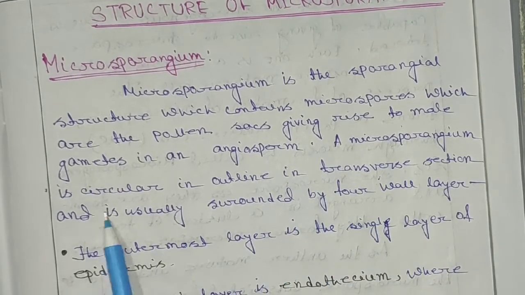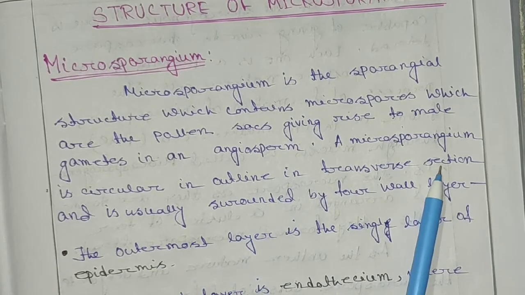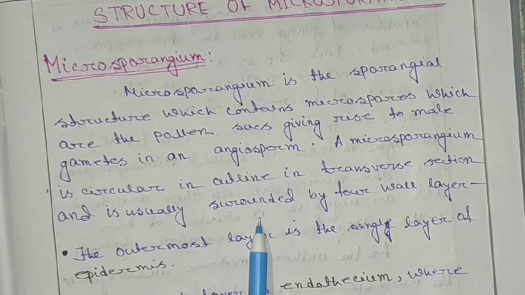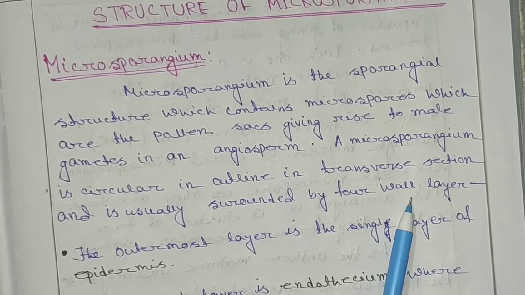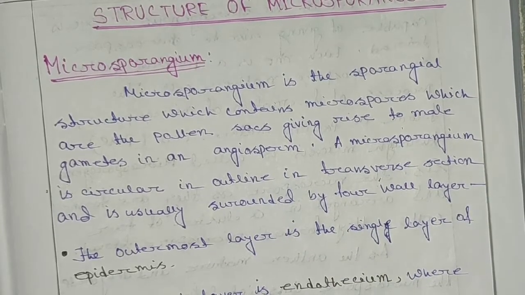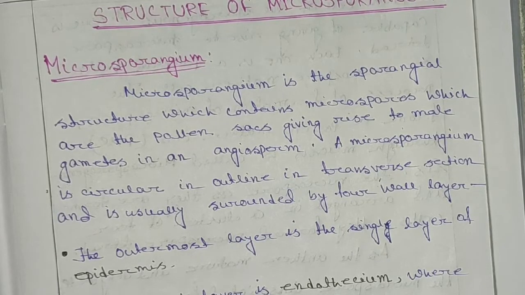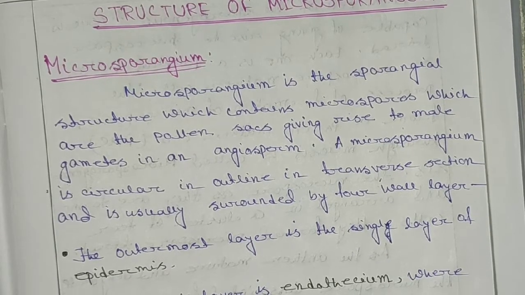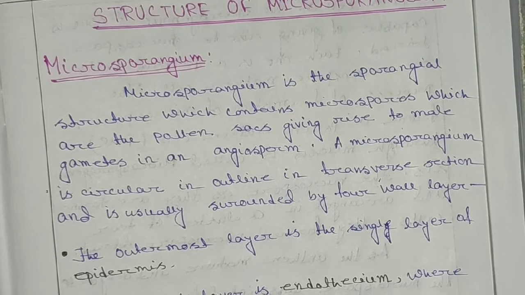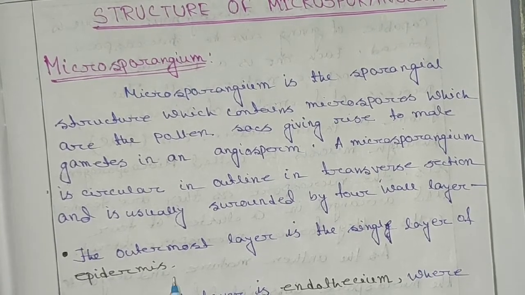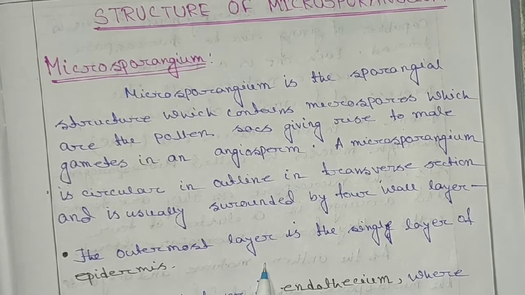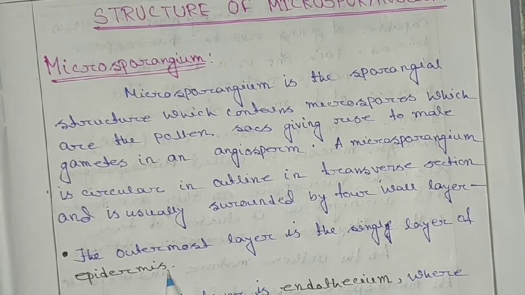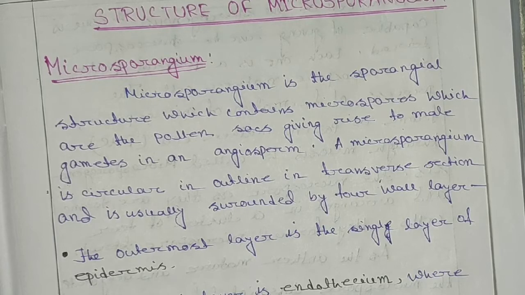A microsporangium is circular in outline in transverse section and is usually surrounded by a four-wall layer. That means the microsporangia are tetragonal. The four layers are the epidermis, endothecium, the middle layer, and the innermost layer, called the tapetum. The outermost layer is a single layer of epidermis. That means the epidermis is only one layer, and it is the outermost part of the microsporangium.